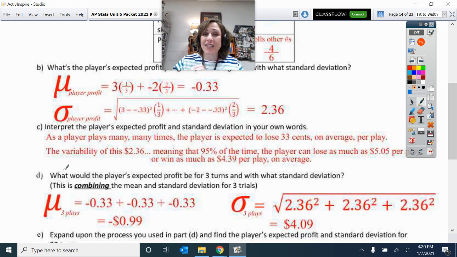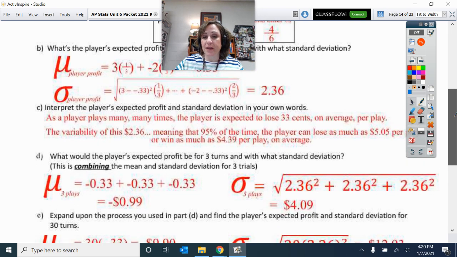Now, look at how this works. We are now combining 3 different events. So what would you expect to happen on 3 different plays? We would have this happening on average on the first play, this on the second play, and this on the third play. So overall, if you're going to play 3 times, you're going to be losing about $1 on average in the long run.